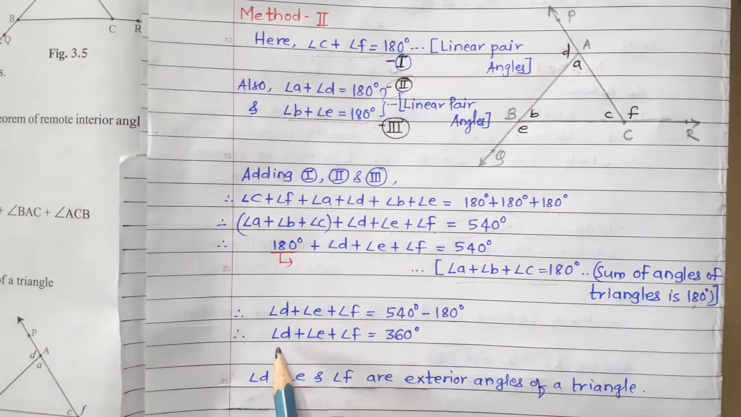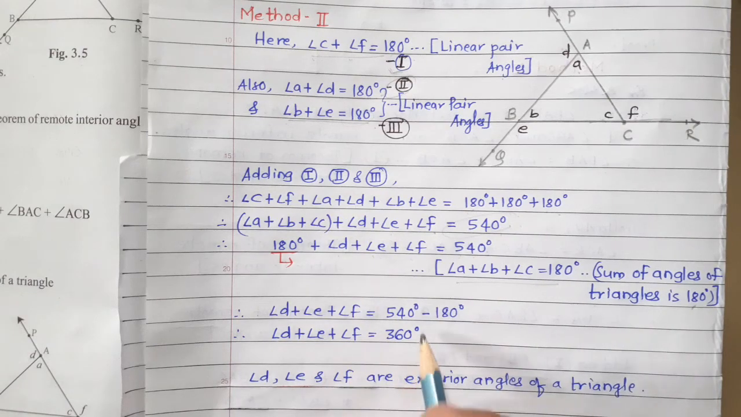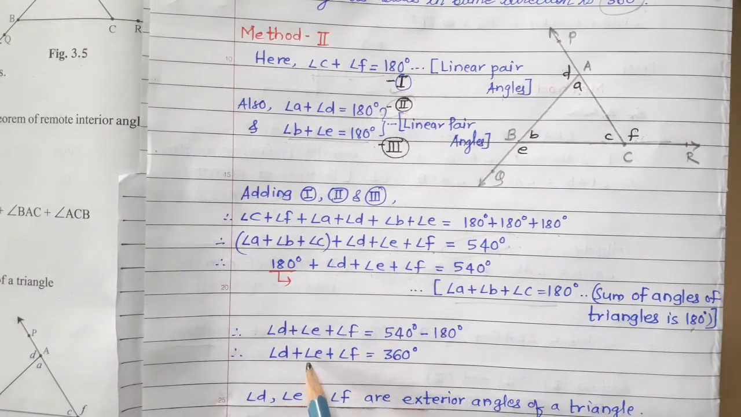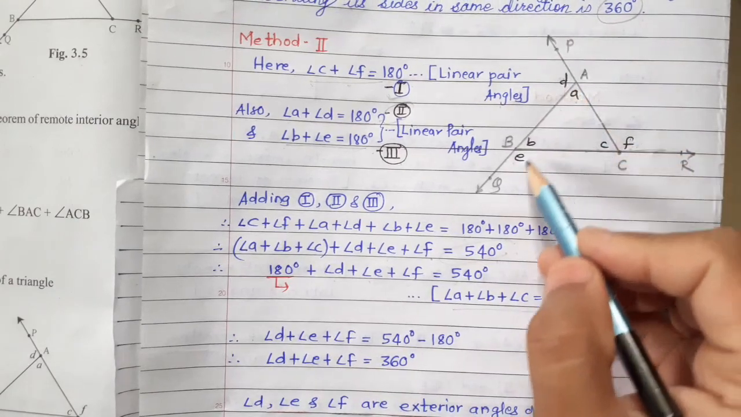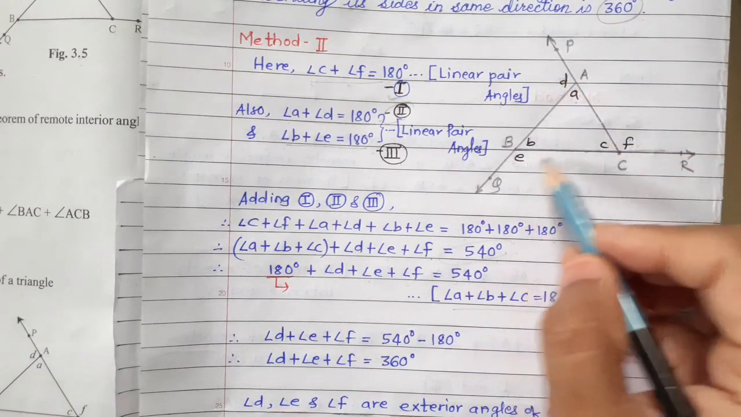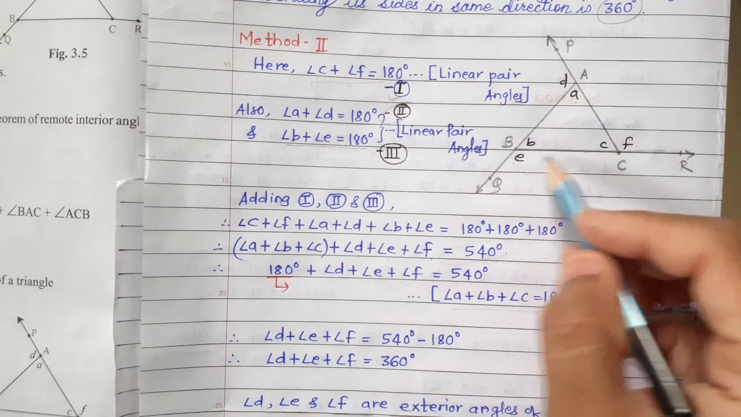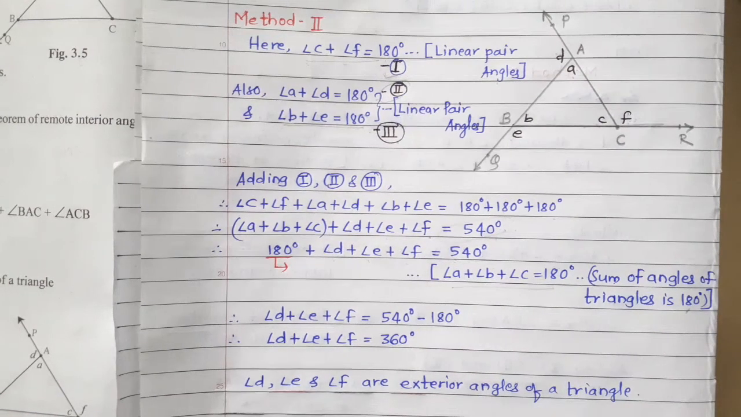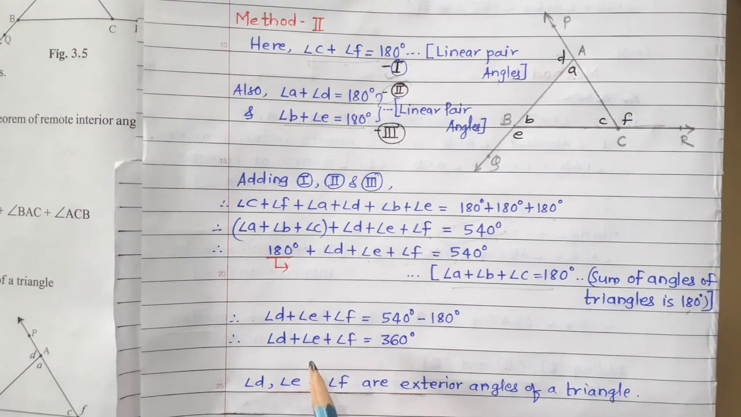In the next step we have angle D plus angle E plus angle F is equal to 360 degrees. Here angle D, angle E and angle F are the exterior angles of triangle ABC. So we can say that the sum of exterior angles of a triangle is 360 degrees.